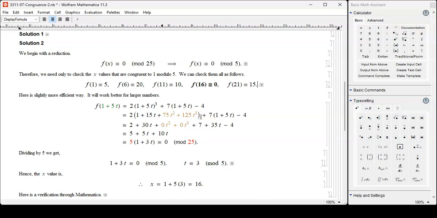See, binomial theorem, yeah, but don't panic. You don't really have to do them all. Just the constant and the linear term matters. And then the rest is easy computation and appropriate reduction.